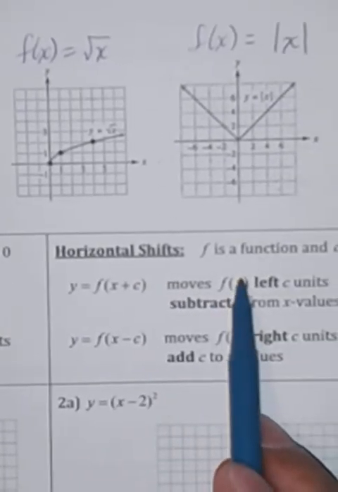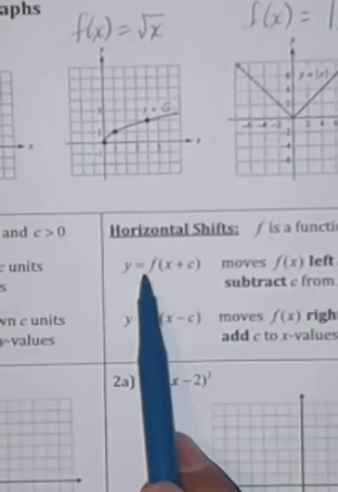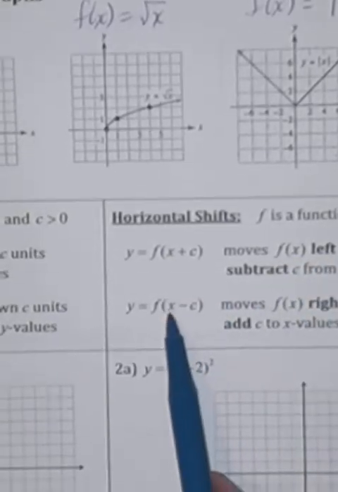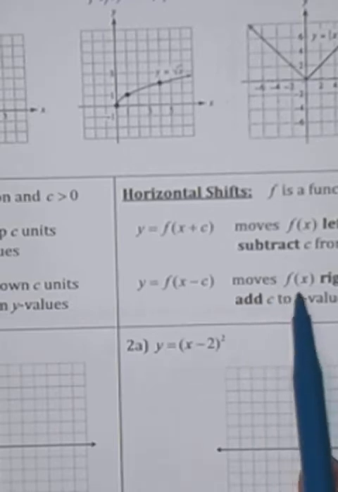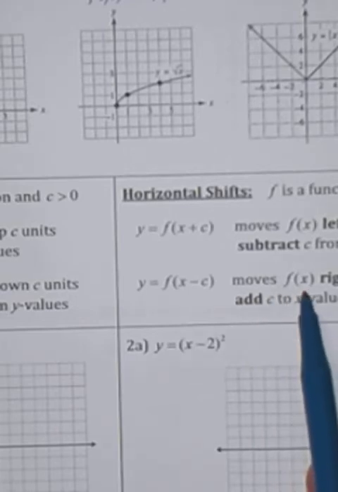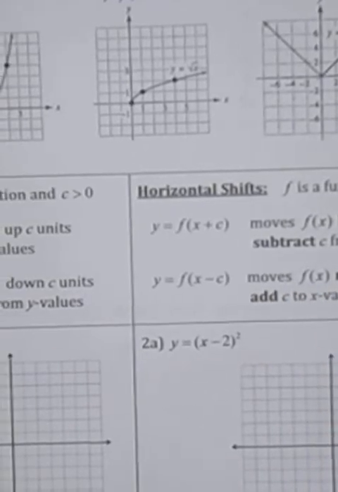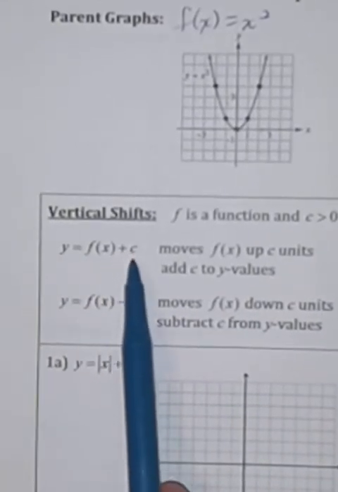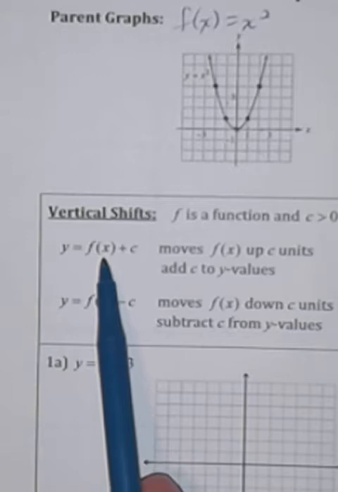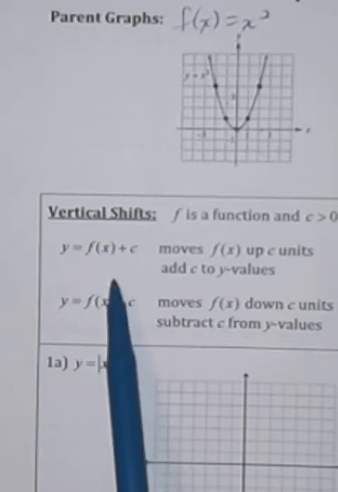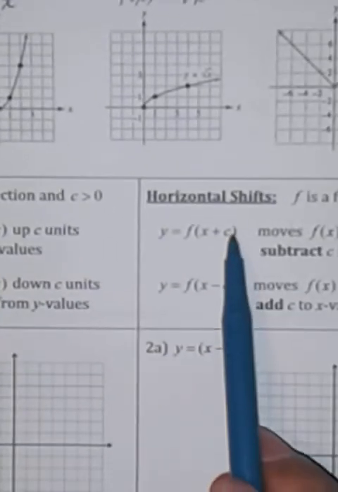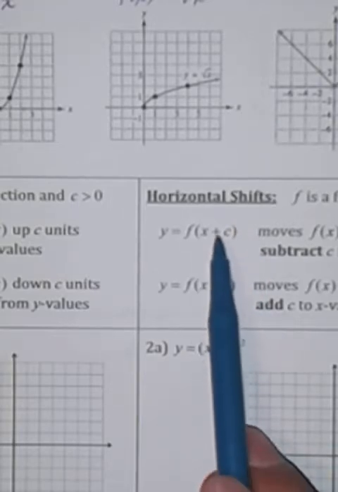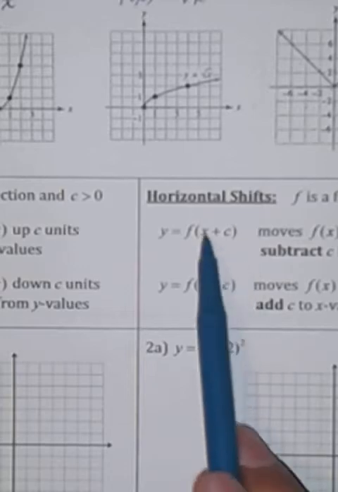Horizontal shifts, f is a function and c greater than 0. F of x plus c moves f of x left c units. And y equals f of x minus c moves f of x to the right c units. Okay, now, you want to notice the following differences. On the vertical shifts, the plus c or minus c is outside the argument. That means outside of where the x is. And for the horizontal shifts, the plus c or minus c is inside the argument, or inside the parentheses.